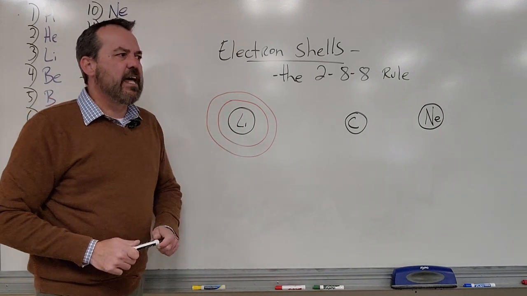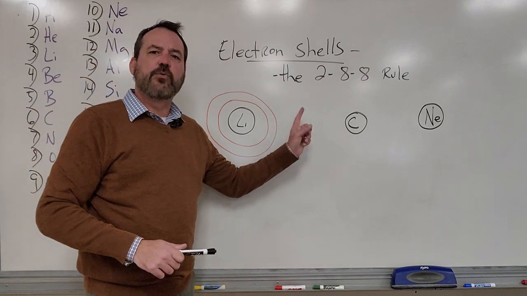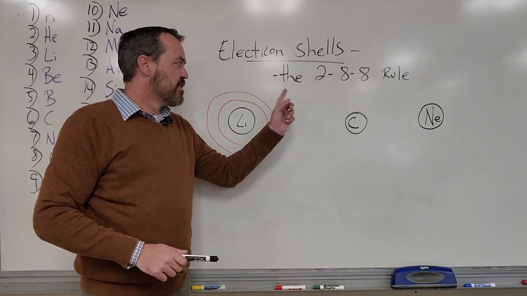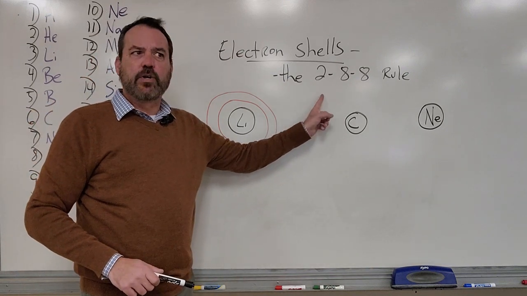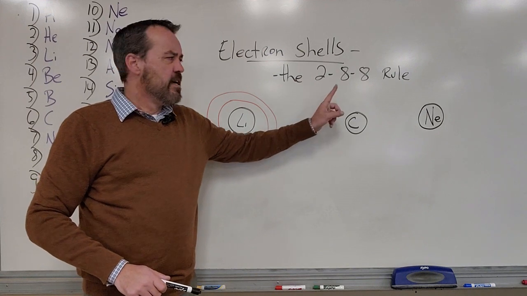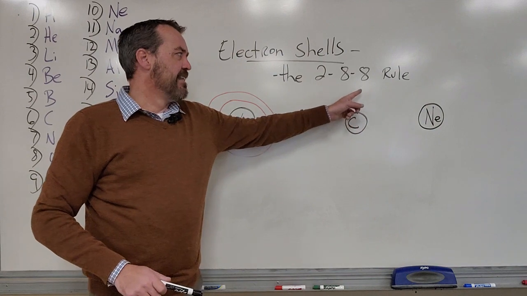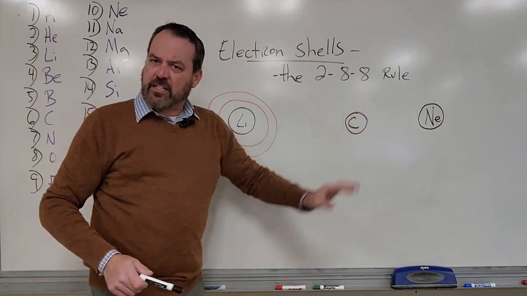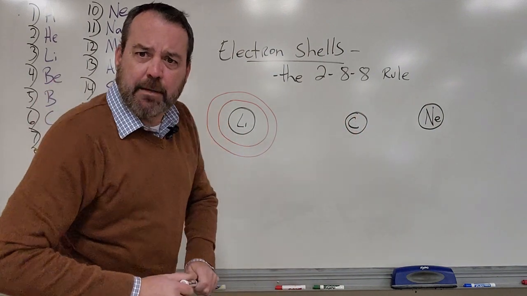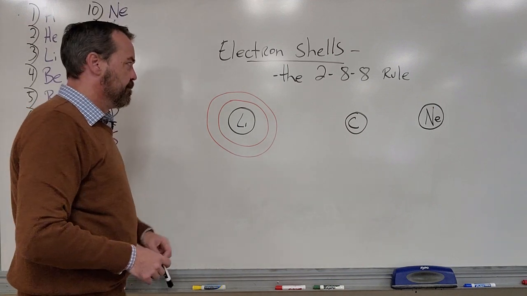So when we place electrons, what we need to remember is the 288 rule. 288. So the 288 rule tells me that I can put 2 electrons in the first shell, I can put 8 in the second shell, and I can put 8 in the third shell. And that gets us up to 18, and that's as far as we need to go because we're only learning the first 18 elements of the periodic chart.